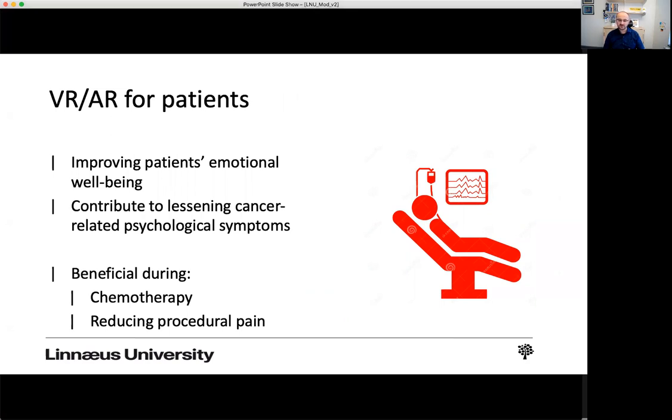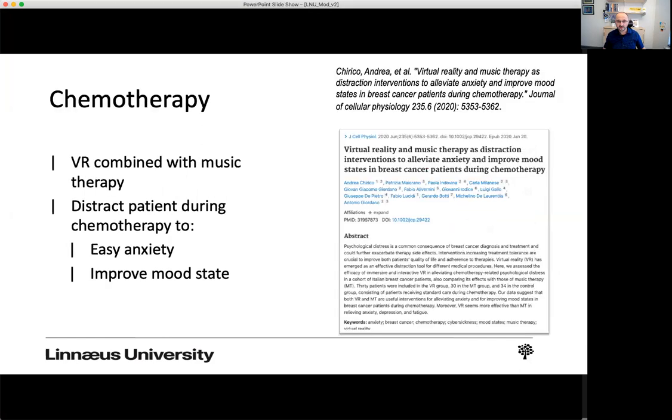As we know, usually the procedures within oncology take a toll on the emotional well-being of the patients, and with the use of this technology, we can alleviate some of that pain from the patients. And so essentially, it contributes to lessening cancer-related psychological symptoms. And then, of course, it's beneficial during chemotherapy, and it helps in reducing procedural pain.